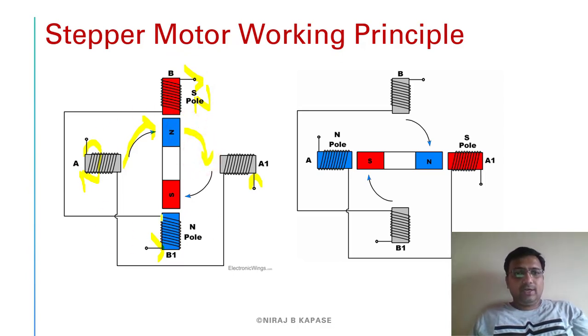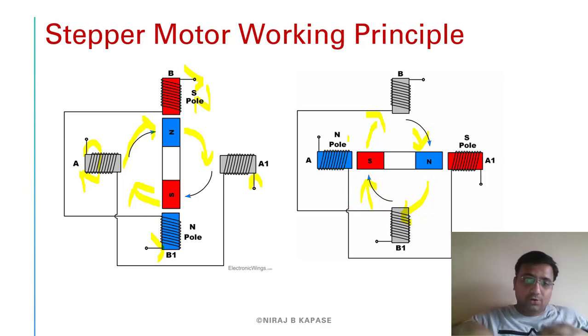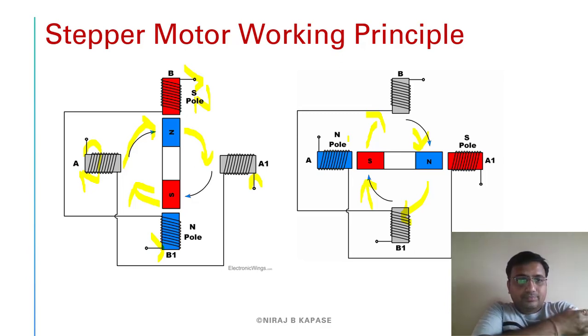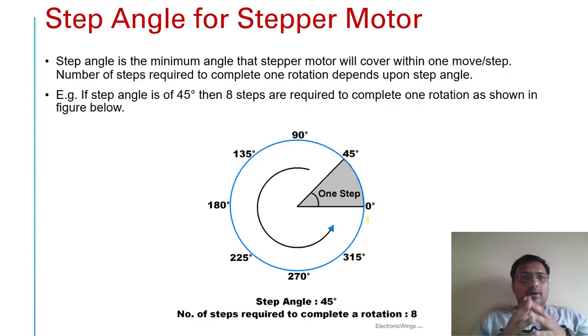So you will get the rotation of the rotor like this. This direction is for rotation of the rotor. We need to change the current direction so that it will rotate again. Every time it goes on rotating like this due to the current flowing through the stator. So this is about the working principle.